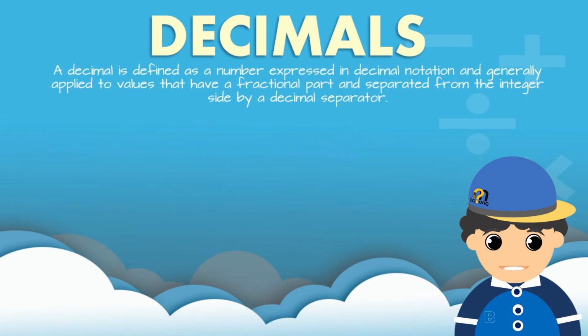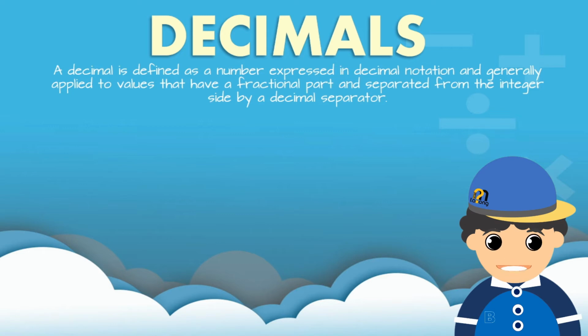A decimal number is defined as a number expressed in decimal notation and generally applied to the values that have a fraction part and separated from the integer side by a decimal separator. Ibig sabihin nito na decimal numbers are numbers that are lesser than 1, and it also represents something that is part of a whole. Kaya minsan sa klase ko, ini-introduce ko to siya as kamag-anak lang ni fraction. Bakit? Kasi si fraction tsaka si decimal represents something that is part of a whole and lesser than 1.